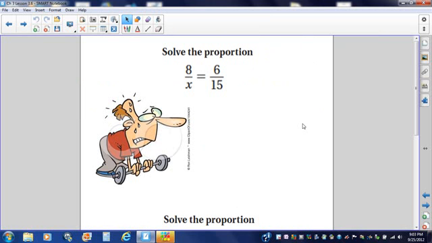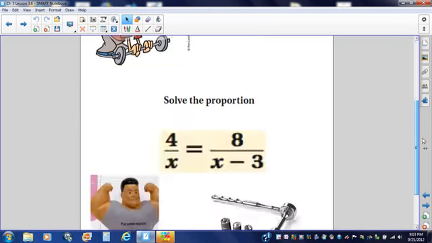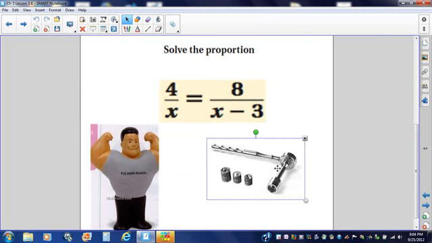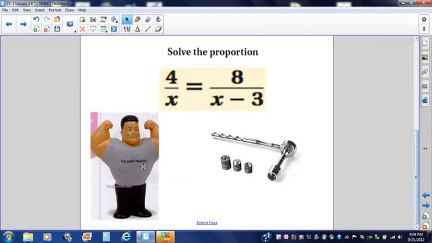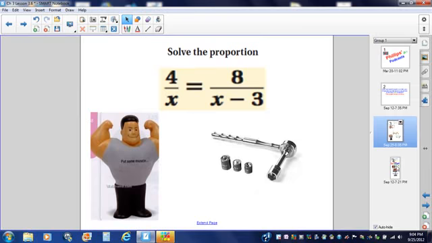All right, today's podcast is going to be on Chapter 3, Lesson 3.6. We're going to talk about solving proportions. But no, we're not going to solve wimpy proportions like this. We're going to put on our big boy pants today, muscle up and solve proportions like this, because we are in algebra.